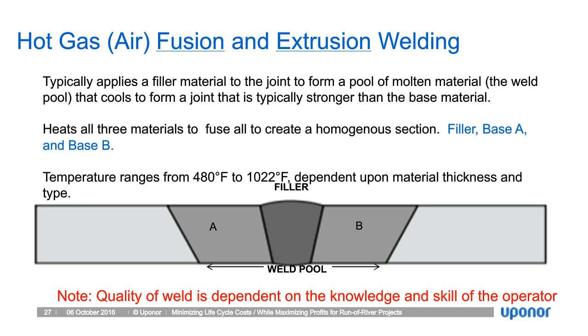The reason being is you get more penetration through the joint than you do through the actual profile wall. The idea is to heat all three materials to fuse to create a homogeneous section: the filler, the base A, and the base B materials. What I tell people is that you imagine two ice cubes side by side, you add some heat to it, you melt it, it all forms as one big lump, and then you refreeze it, and you've got a homogeneous section once again. So that's basically what we're doing with extrusion welding on our Weholite pipe. Temperature ranges anywhere from 480 degrees Fahrenheit all the way up to 1,022 degrees Fahrenheit, depending on the material thickness and the type.